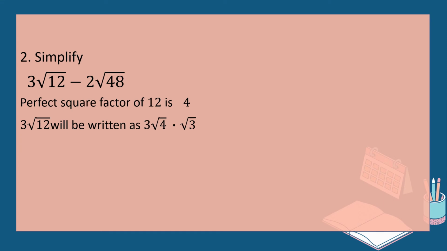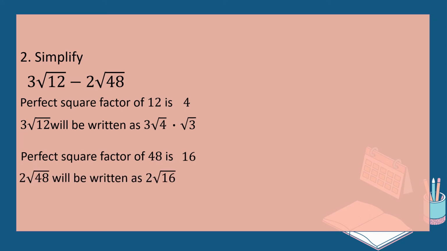Square root of 48 can also be simplified. Perfect square factor of 48 is 16. 2 square root of 48 will be written as 2 square root of 16 times square root of 3. 3 square root of 12 minus 2 square root of 48 will now be written as 3 square root of 4 times square root of 3 minus 2 square root of 16 times square root of 3.